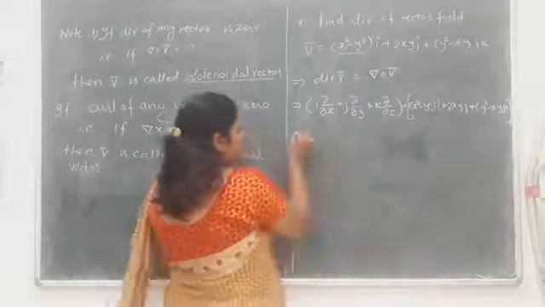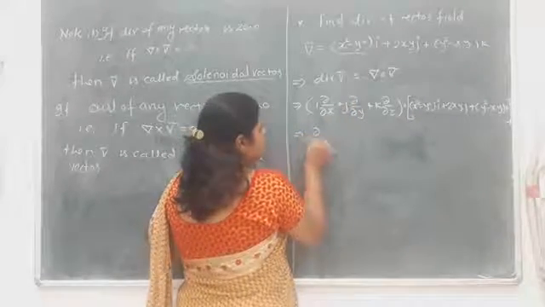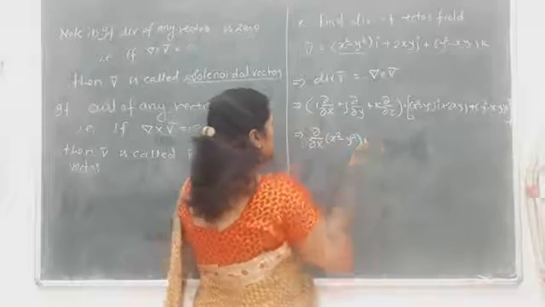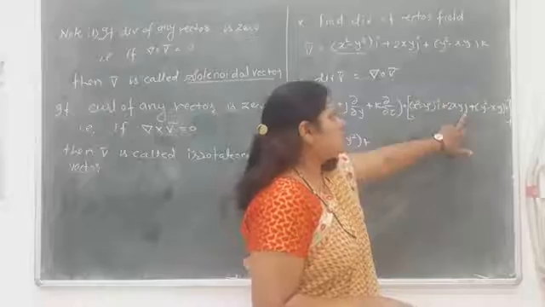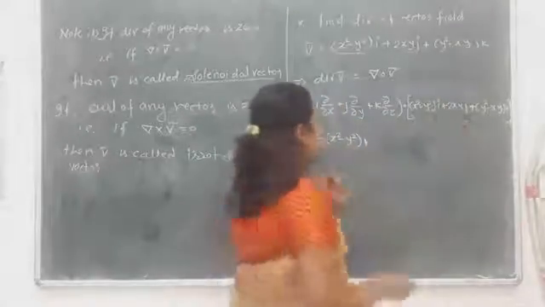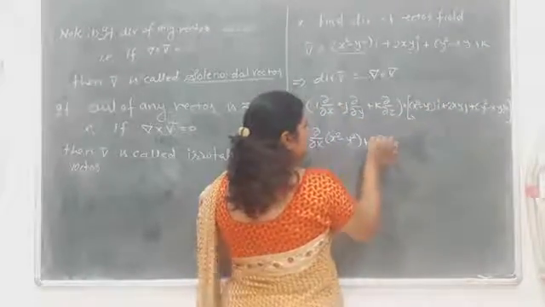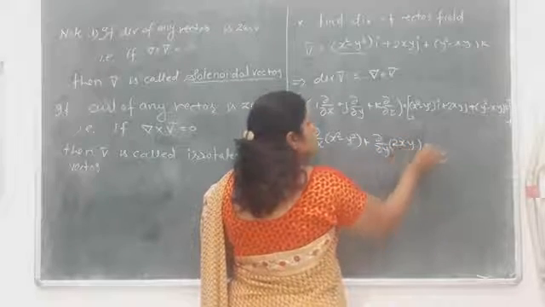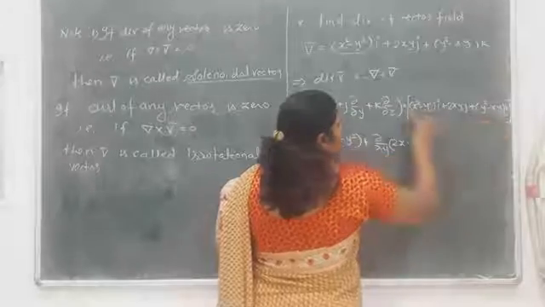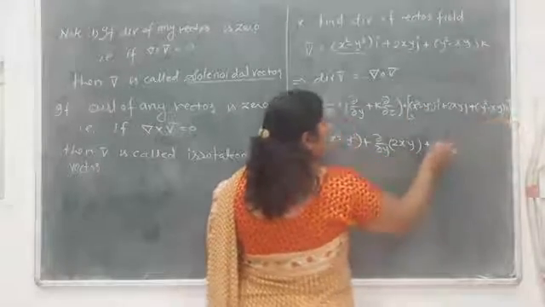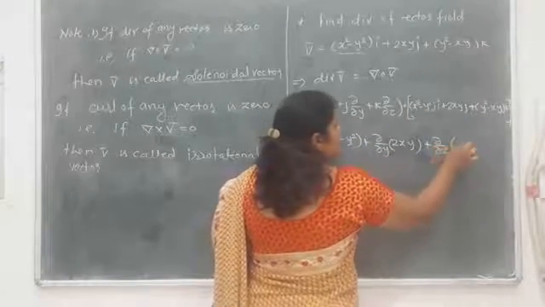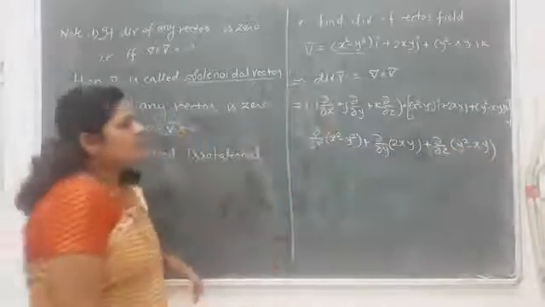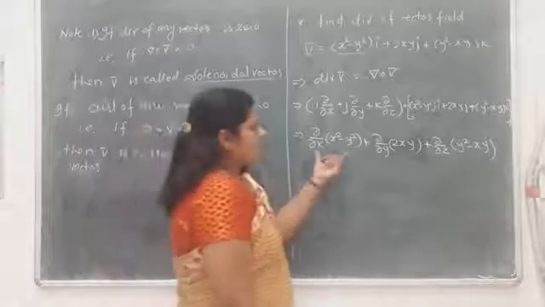So what will happen here? That implies del by del x of, we have to take x square minus y square. After that plus j dot j, so the value of j dot j will be positive here. That is del by del y of 2xy. After that plus k dot k, so that gives del by del z of the term y square minus xy. So in this way we write this term. And now we have to take the derivatives.